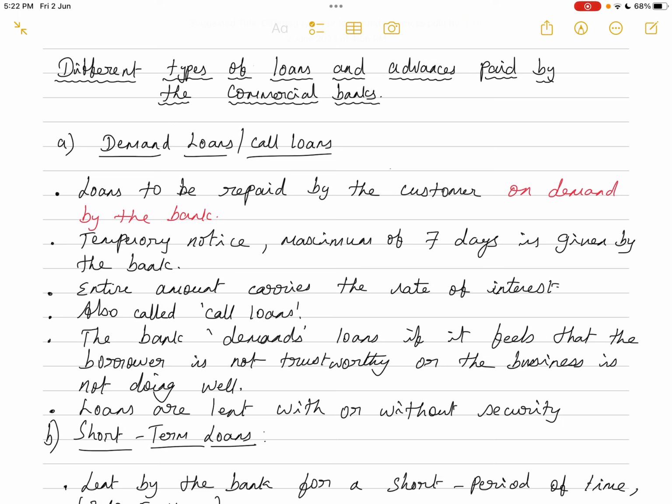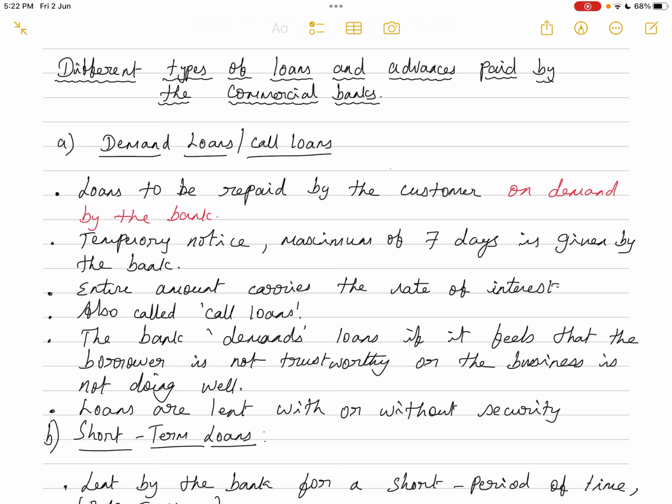So normally the bank does not give any notice to the customer. At the most, some temporary notice, for a period of maximum 7 days, is given by the bank for the customer to repay the loan. Okay, and the entire loan amount carries the rate of interest, and it is also called as call loans. Okay, because whenever the bank demands, whenever bank calls, the customer has to repay the amount borrowed to the bank.